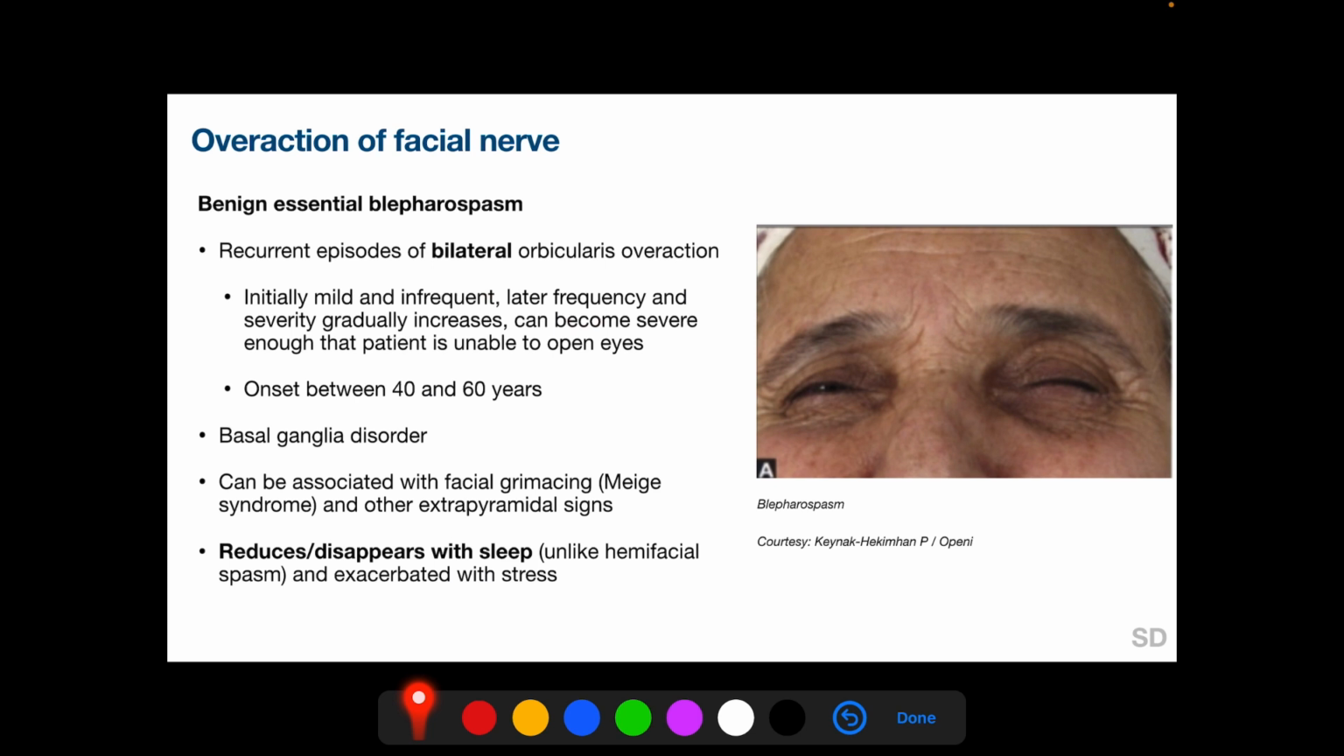The onset of benign essential blepharospasm is usually between 40 and 60 years. It is said to be a basal ganglia disorder, and it can be associated with facial grimacing, in which case it is called Meige syndrome. Benign essential blepharospasm reduces or disappears with sleep and is exacerbated with stress.